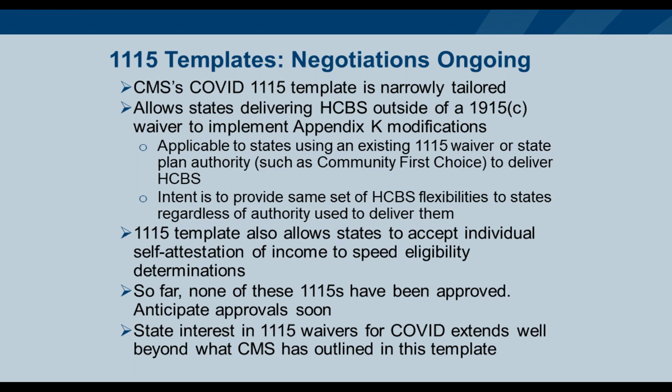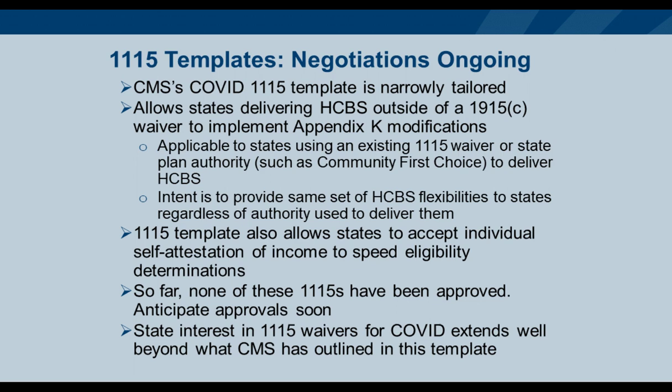So they may be using their own current existing 1115 waiver. They may be using a state plan authority, such as Community First Choice, to deliver HCBS. So CMS is essentially saying that no matter how you deliver your HCBS in Medicaid, you will have the ability to do what an Appendix K would let you do.